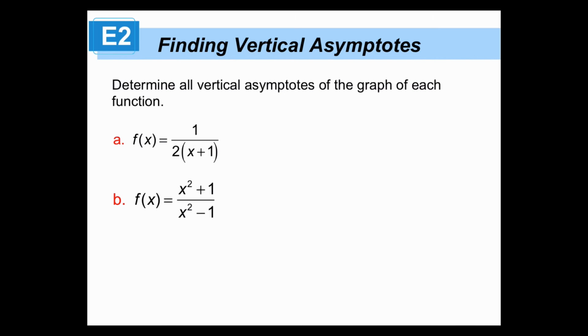Isn't there also a horizontal asymptote? I'm sorry, what? You keep throwing out horizontal asymptotes. You got a thing for horizontal asymptotes? Okay. You're going to have to be patient then.